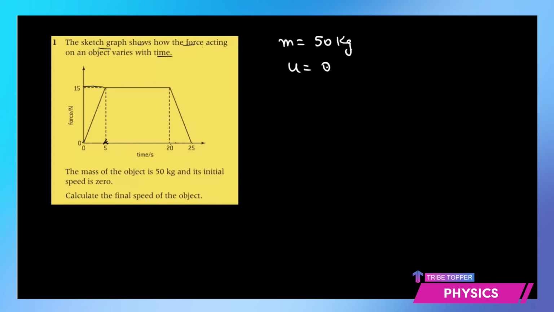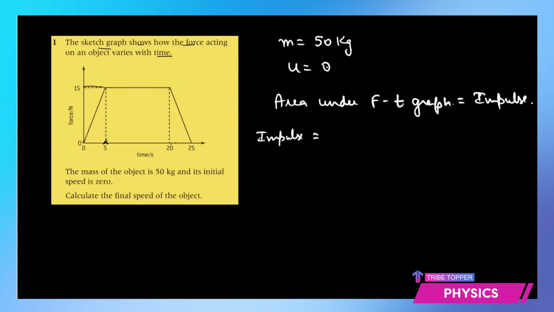We may be able to find the final speed if we know the final momentum. We know the initial momentum is 0, but from the impulse we can get the final momentum. We have been given the force versus time graph, and the area under the force versus time graph is equal to the impulse. So let's find the impulse in this case. Our total impulse is half into base into height for the first region, then the second region is length times breadth, and the third region is again half into base into height.